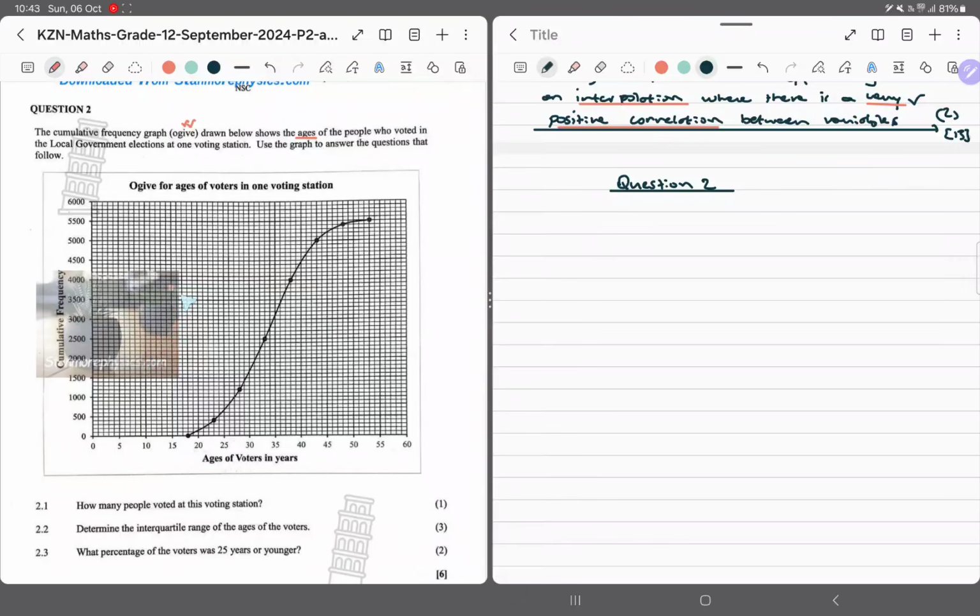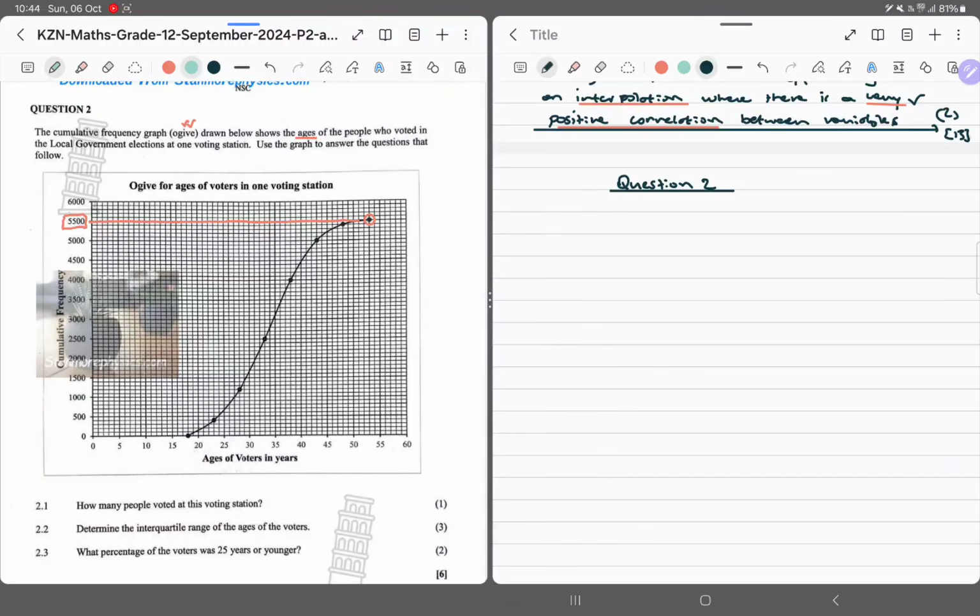Great. Now, when we look at our ogive, first of all, analyze this thing. Usually, the last plot gives us the total number of participants that took part in this. Now, if we just read that back on our cumulative frequency, it gives us 5,500 people. So always be on the lookout for that.